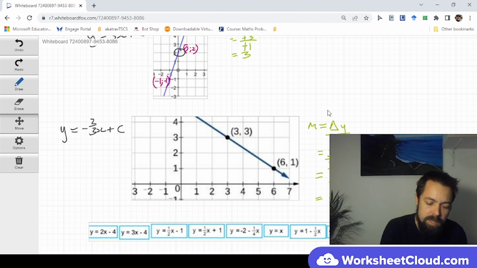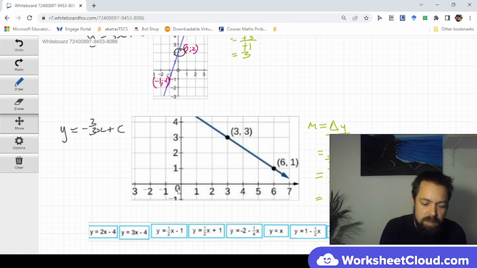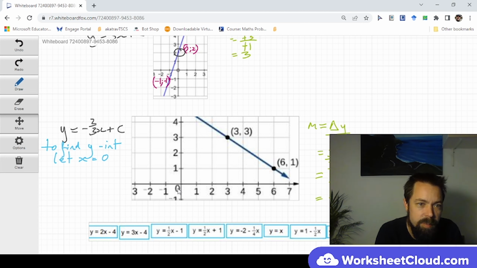Well, actually, it's not all that difficult because you just need to remember that when it crosses the y-axis, that is when x is equal to 0. And when it crosses the x-axis, that is when y is equal to 0. So let's start off to find the y-intercept. Let's let x equal 0 because when x is 0, we know what the y-intercept is.